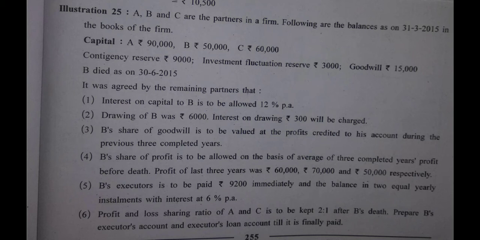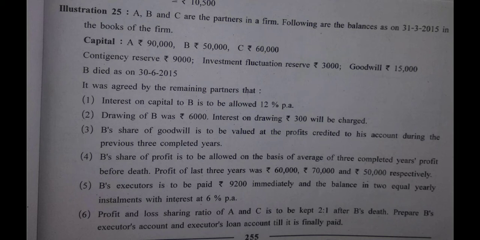B's share of goodwill is to be valued at the profits credited to his account during previous 3 completed years. B's share of profit is to be allowed on the basis of average of 3 completed years' profit before death. Profit of last 3 years was 60,000, 70,000 and 50,000 respectively.